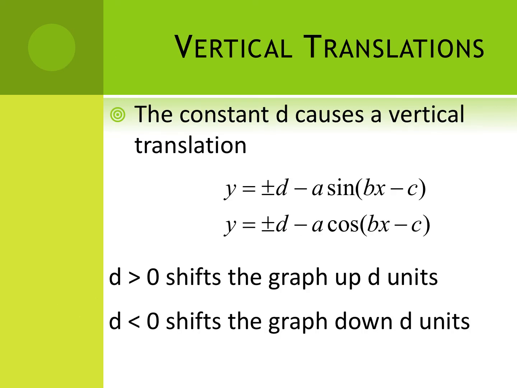And for our final transformation, we have a vertical translation. This is going to be the number that is added or subtracted to your function itself. So we have a d value here. We can see it is being added or subtracted to the function. If your d value is greater than 0, you're going to be shifting up d units. If instead your d value is less than 0, then you're going to shift down d units. So again, this is going to be a vertical shift up or down.